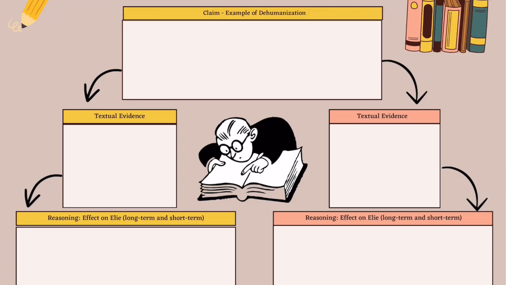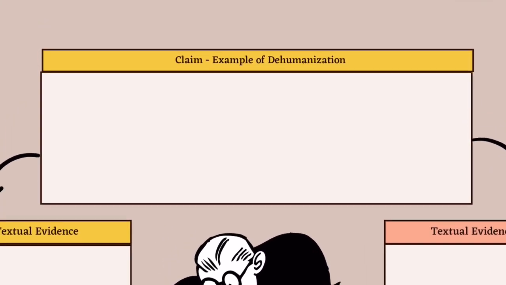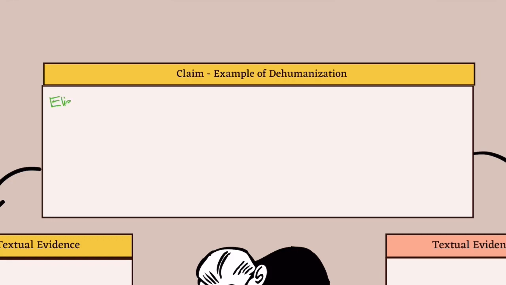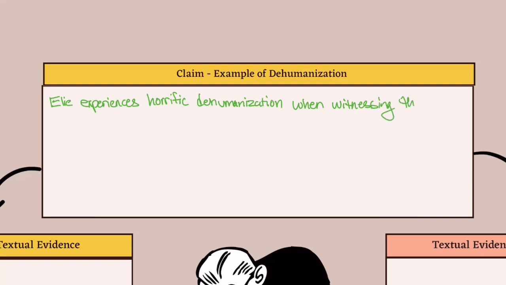So let's make a claim first. We'll say, again, Eli experiences horrific dehumanization when witnessing the hanging of the Pipel.